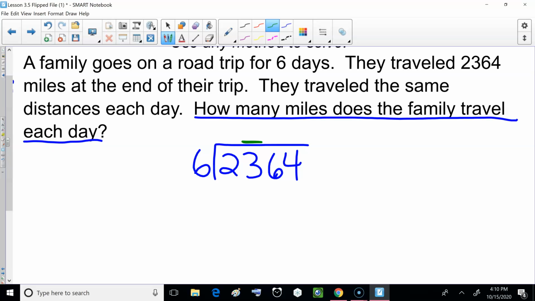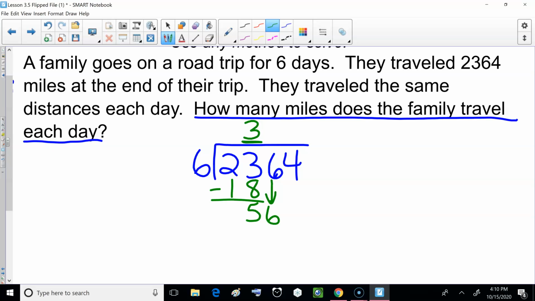Let's see, 6 times 5 is 30. That's too many. 6 times 4 is 24. So 6 times 3 would be 18. Subtract. 23 minus 18 is 5. 5 is less than 6. So I can bring down the 6.